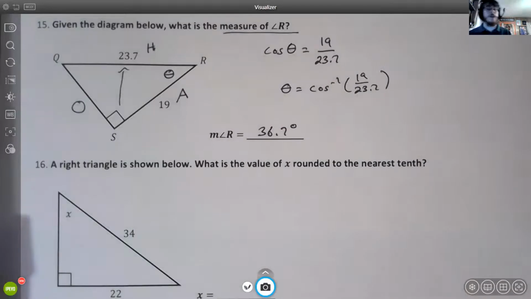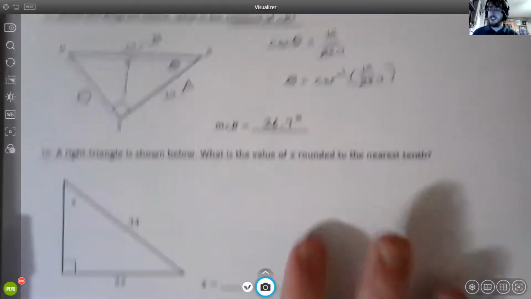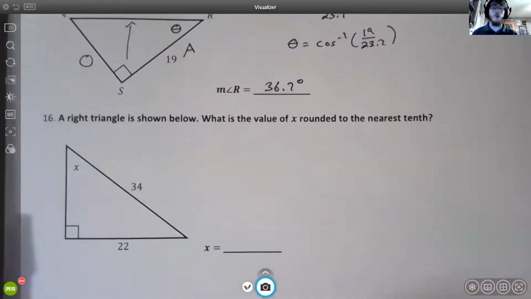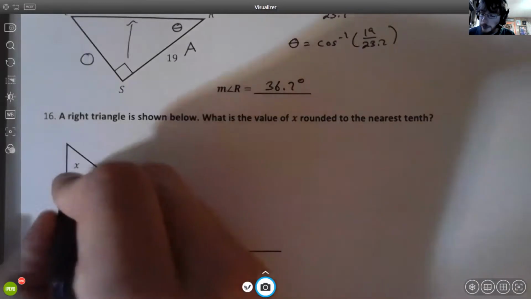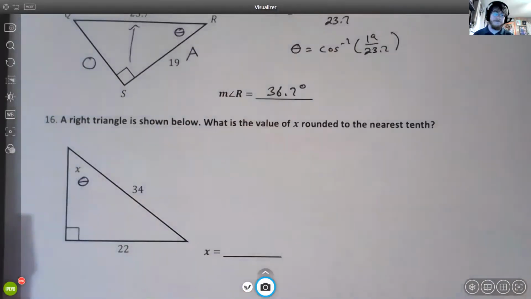All right, then our last one here, number 16, a right triangle is shown below. What is the value of X rounded to the nearest tenth? And you have to look and see where X is. Is X a side or is it an angle? If it's a side, you can use the Pythagorean theorem, most likely, or trig, depending on how it's set up. If X is an angle, you know you're using trig. In this case, X is an angle, so that's going to be our theta.